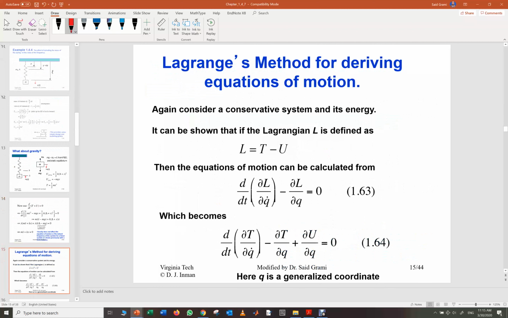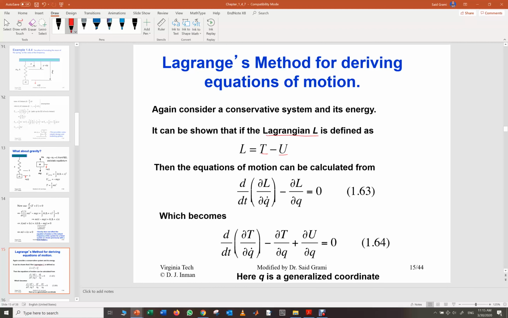Lagrange method for deriving the equation of motion. So again, consider a conservative system and its energy. It can be shown that if the Lagrangian, so L is called the Lagrangian, that's why we call it the Lagrange equation. The Lagrangian L is defined by L equals T minus U, that's kinetic energy minus the potential energy.